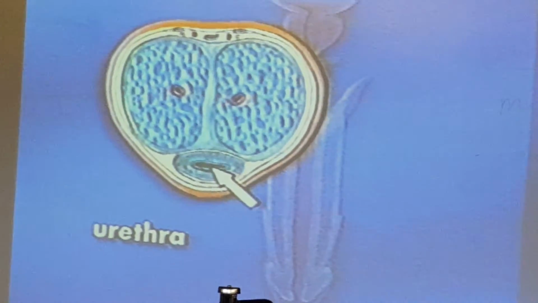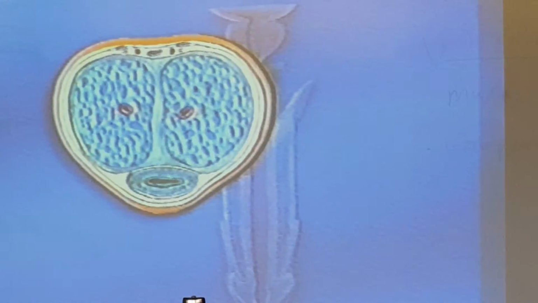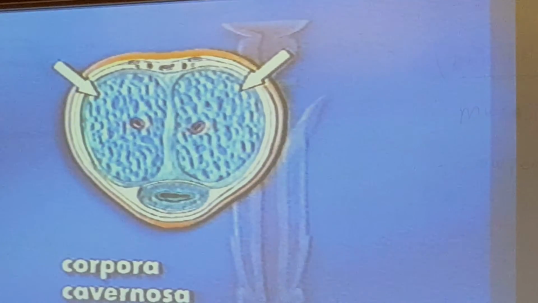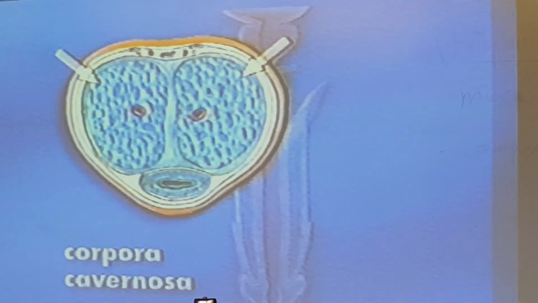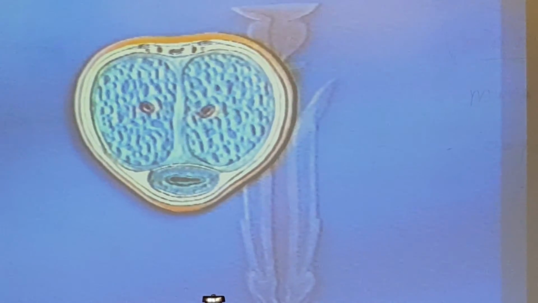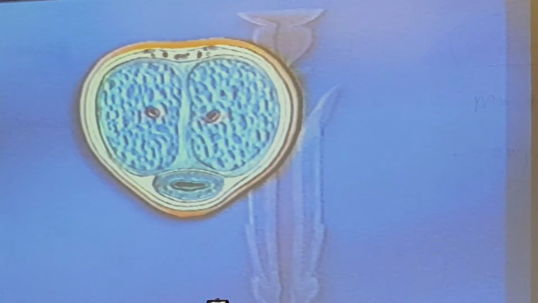The urethra is surrounded by the corpus spongiosum. The paired corpora cavernosa are situated dorsally. Notice that the corpora cavernosa make up the bulk of the penis. The erectile tissue is highly vascularized and becomes engorged with blood during sexual excitement.